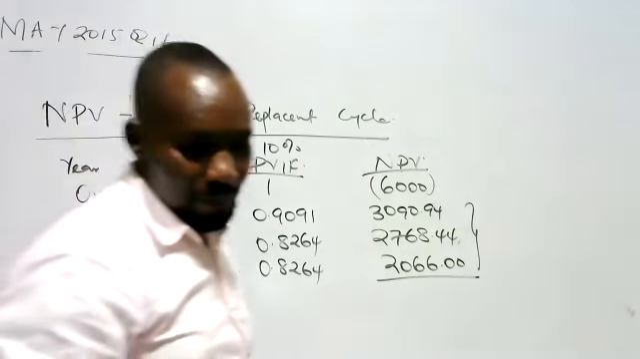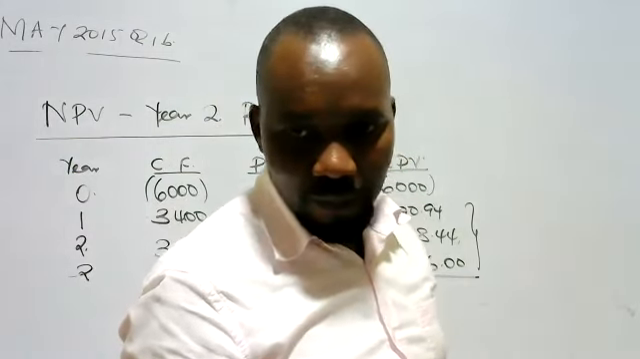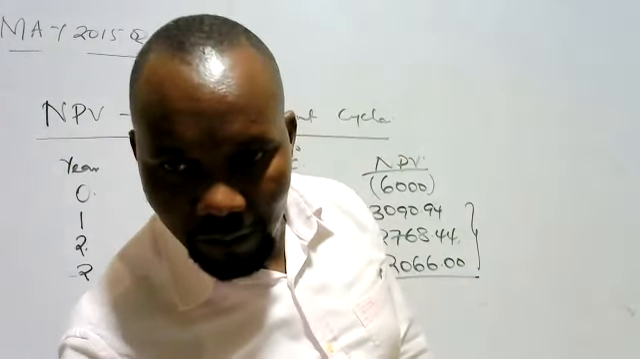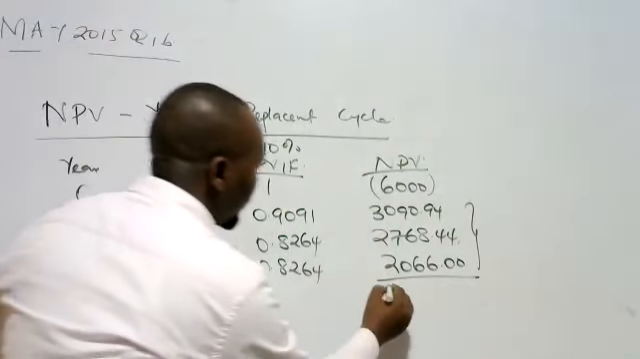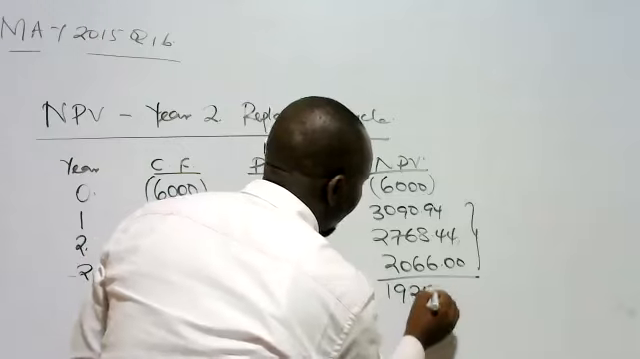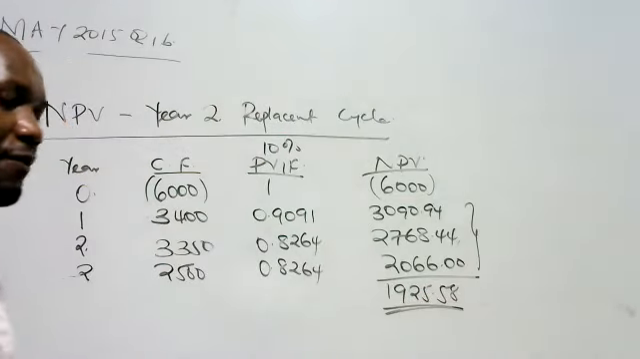The first one was 1925.58. 1925.58. Thank you so much. Again, we keep this one. That is the NPV for year 2.